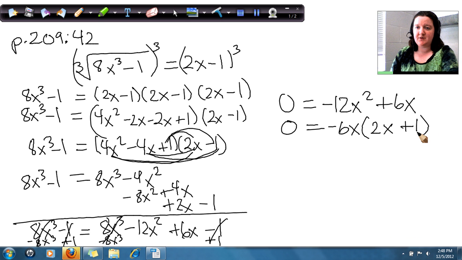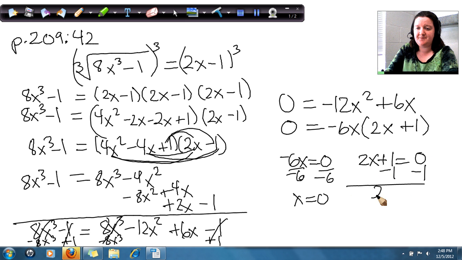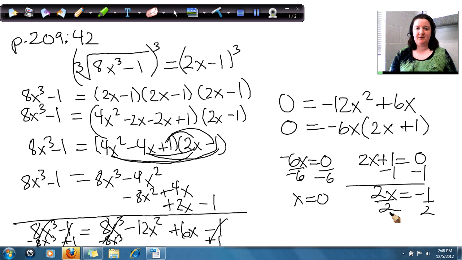So now what are the roots of those two parts? Negative 6x equals 0. So if I divide by that, I get x equals 0. If I take 2x plus 1 equal to 0, I'm going to subtract 1 from both sides. Divide both sides by 2. So now we need to check and find out which one of those values actually works. So let's do that on the next page.